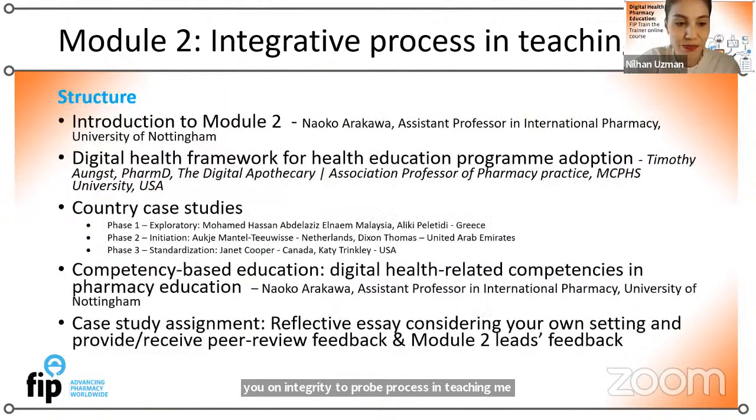Next slide, please. To give you a brief overview of what's expecting you in Module 2, I'll be explaining our structure. First of all, Naoko will be providing an introduction to Module 2. She will again explain in detail what's expecting you and how you will be completing this course. We'll be offering you pre-recorded lectures from various speakers in this course, and you will also have an assignment.